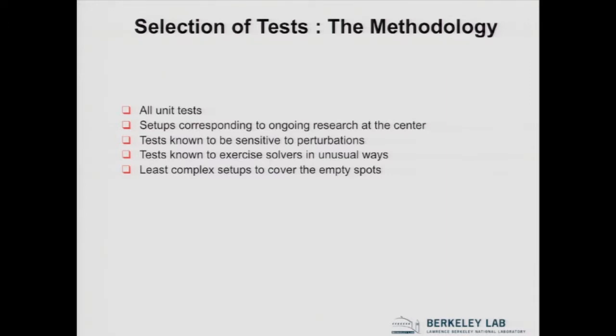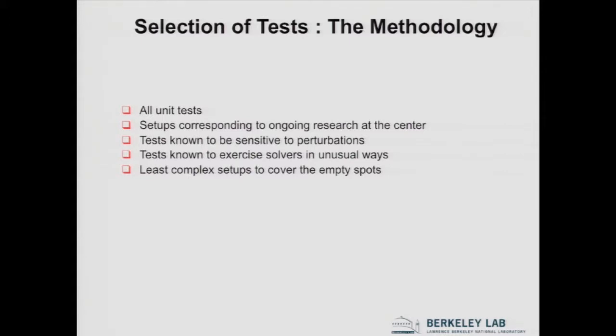Then we start to pick tests that are, for example, known to be sensitive to perturbations, because those are the ones that are following the more unusual execution paths within the code. So next we pick those tests. Then we pick the tests that are known to exercise solvers in unusual ways. And finally, whatever empty spots are left, we pick the least complex setup that would cover those.